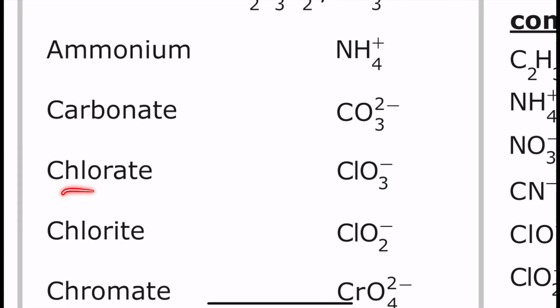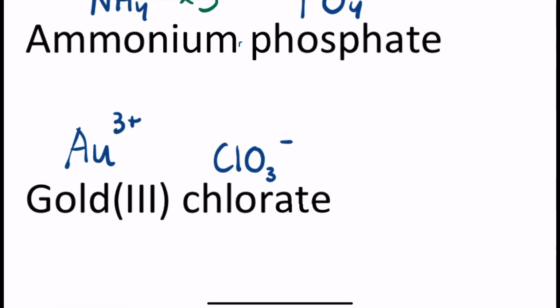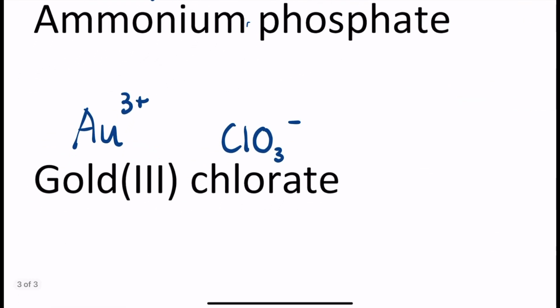Chlorate, it looks like it's right here. Don't confuse it with chlorite. And it looks like the formula is ClO3, and that entire thing has a 1 minus charge. So let's write that down, ClO3, and this whole thing has a 1 minus charge. All right, so I'm already thinking, to balance the charges, this looks pretty straightforward.